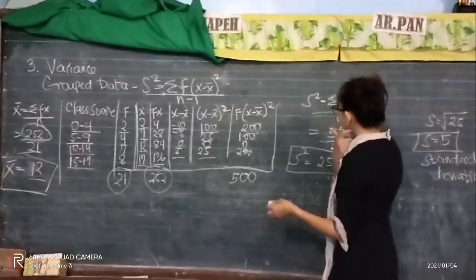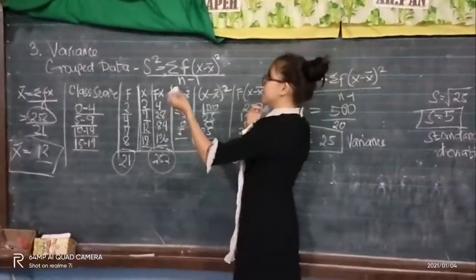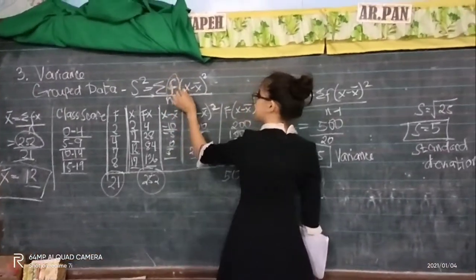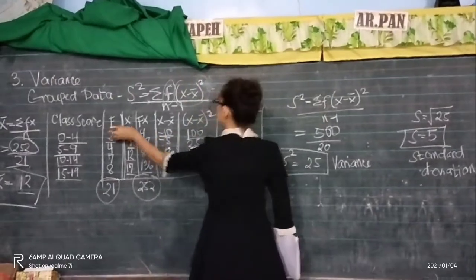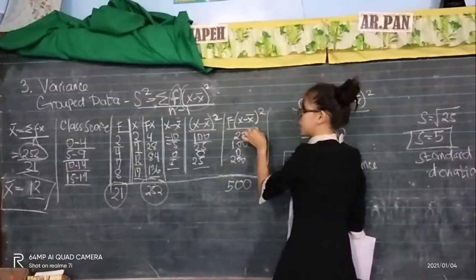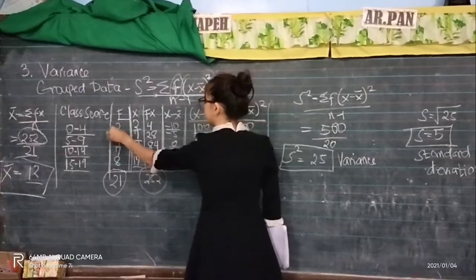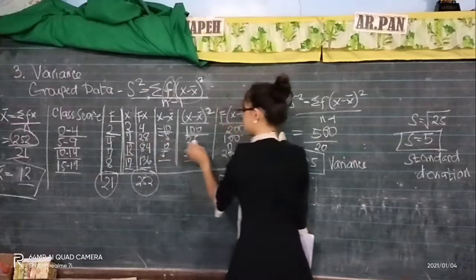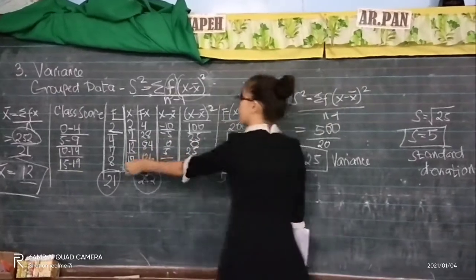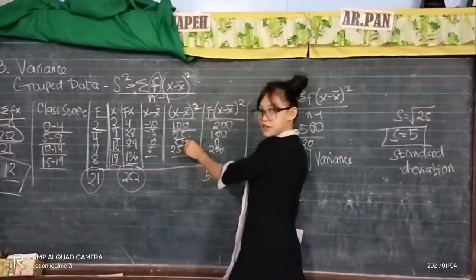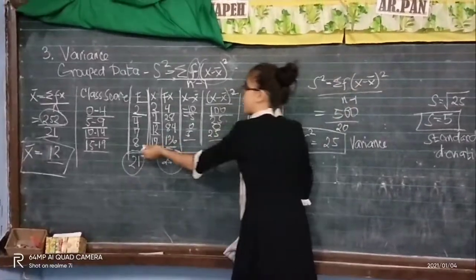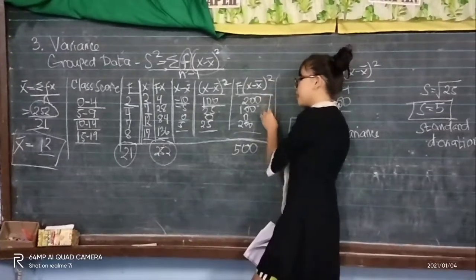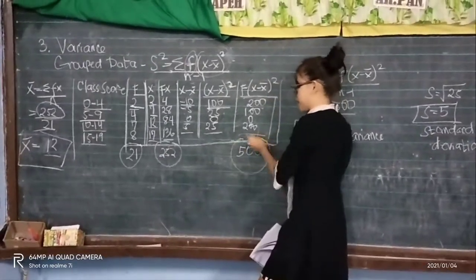In our formula for grouped data, we multiply the frequency and this squared value. So frequency 2 times 100 is 200. 4 times 25 is 100. 7 times 0 is 0. And 8 times 25 is 200. The total of this is 500.